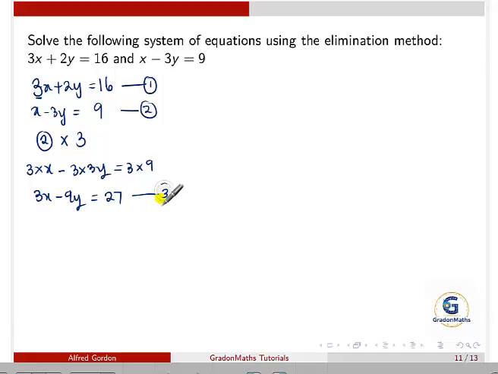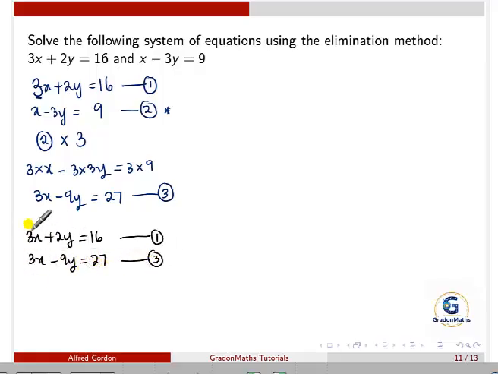And let's name this as equation 3. So it is equation 2 that we have transformed. We didn't do anything to equation 1. But right there, we could find that now the coefficients of x in equation 1 and equation 3 are equal. So we can go ahead to solve equation 1 with equation 3. So let's write them here. We have equation 1 to be 3x plus 2y is equal to 16. And we have equation 3 to be 3x minus 9y is equal to 27.